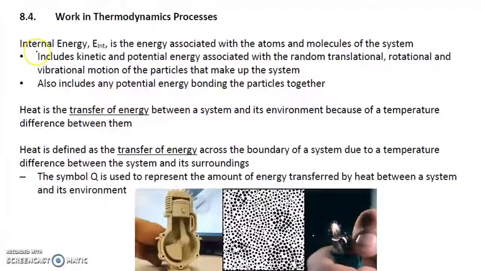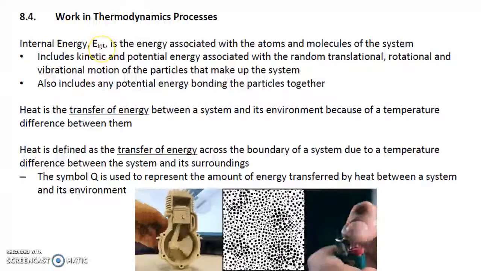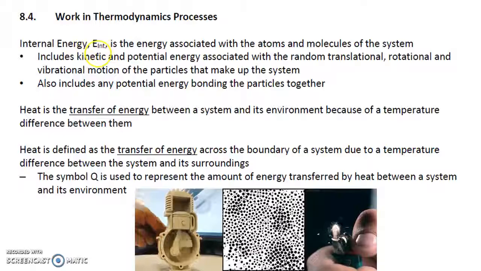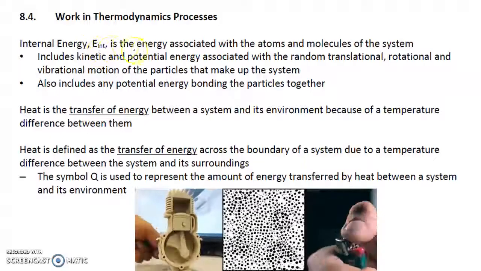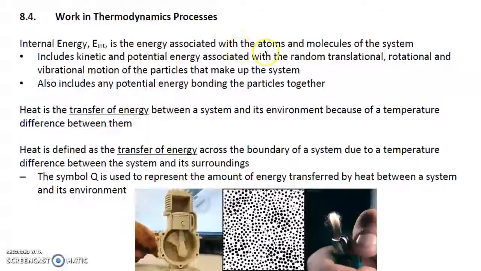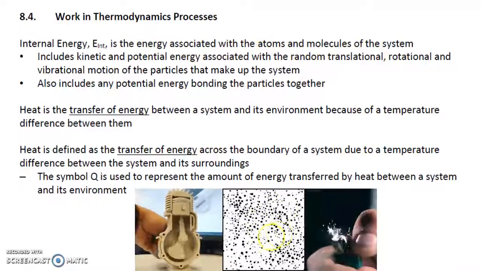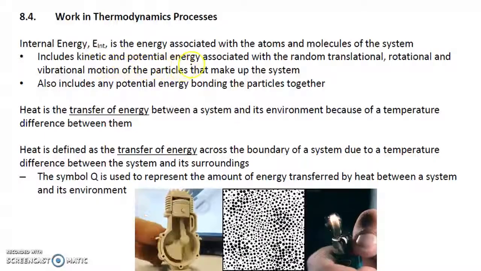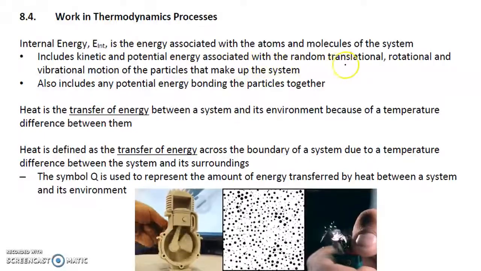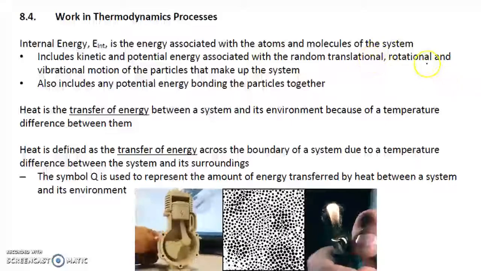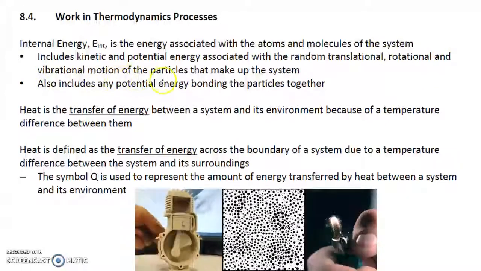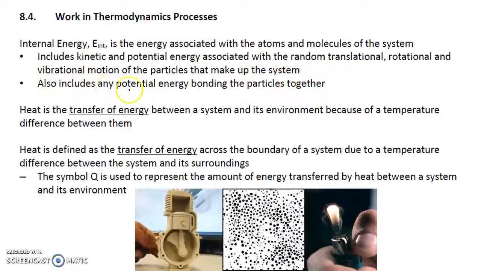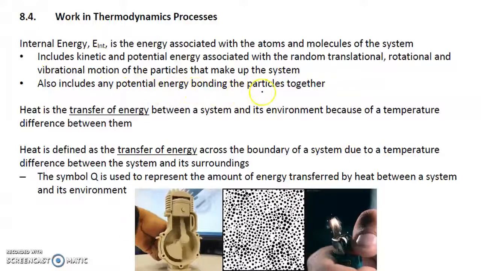Firstly, let's learn about the internal energy of the system. Internal energy, with the symbol capital E with subscript INT, is the energy associated with the atoms and molecules of the system. It includes kinetic and potential energy associated with the random translational, rotational, and vibrational motion of the particles that make up the system. It also includes any potential energy bonding the particles together.